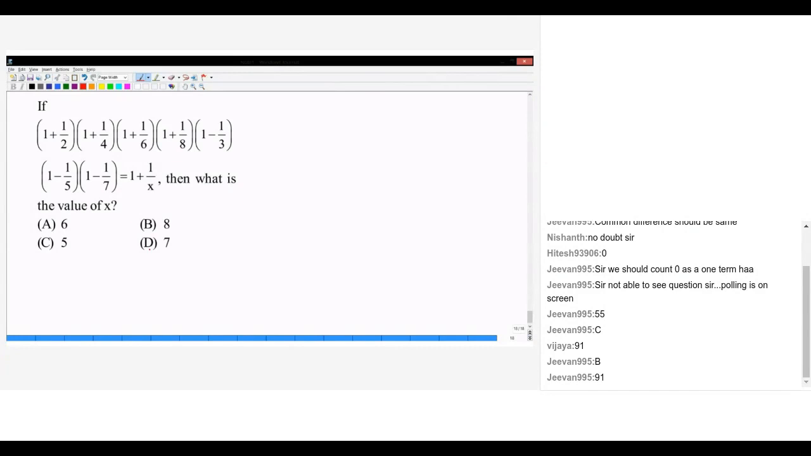Look at this. 1 plus 1 by 2, that's 3 by 2. Then 5 by 4, 7 by 6, 9 by 8. This is 2 by 3. 1 minus 1 by 3 is 2 by 3, 1 minus 1 by 4 is 3 by 4, 1 minus 1 by 7 is 6 by 7. Which means, look at first this one: 5 by 4, 4 by 5, 6 by 7, 7 by 6 cancel. You got 9 by 8, that is 1 plus 1 by 8.